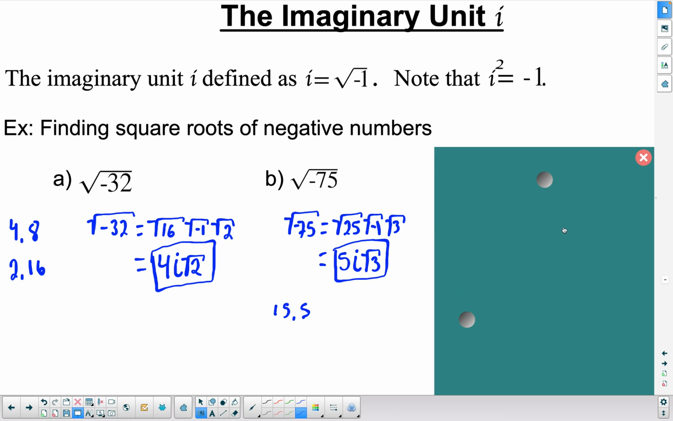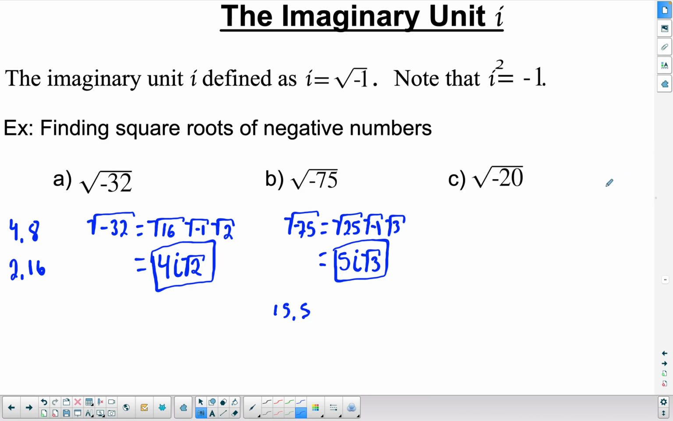Okay, your turn. Go ahead and do the square root of negative 20. Pause the video.